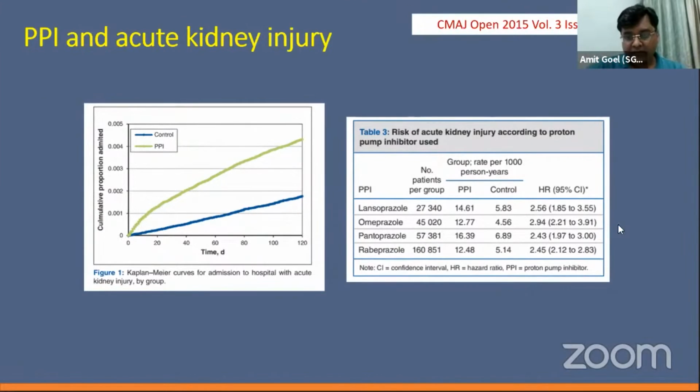And the interesting point was that the risk of acute kidney injury was not affected by the type of PPI used. It was almost comparable for lansoprazole, omeprazole, pantoprazole, and rabeprazole, because all of them achieve almost the same degree of acid suppression, which indirectly indicates that probably the pathogenesis of acute kidney injury or interstitial nephritis is somehow related to the extent of acid suppression.